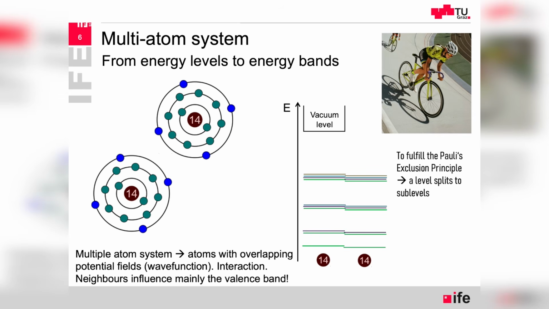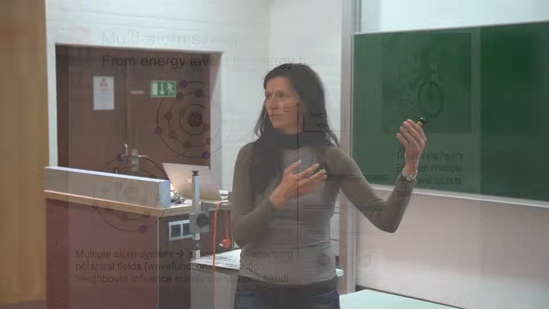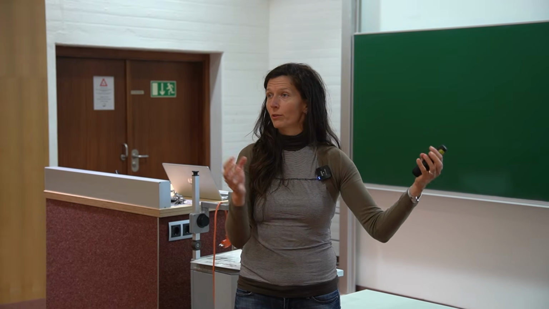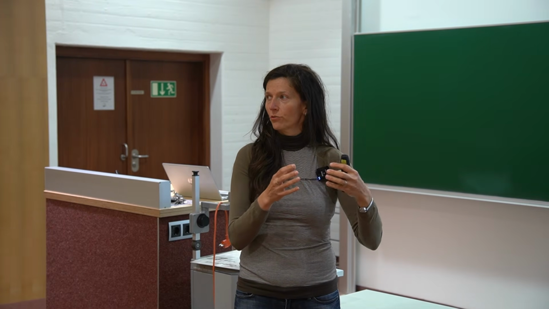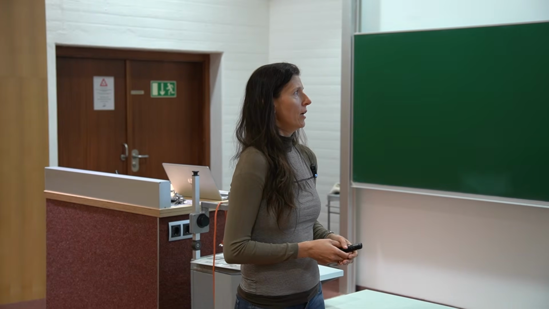Now, if we take 2 atoms, each of them is defined with certain potential fields. It's defined by the wave function. If we take a separate atom, isolated from the system, it has a certain wave function, and another atom would be described exactly the same. But when we put them close together, those wave functions overlap, and then there is an interaction between them.